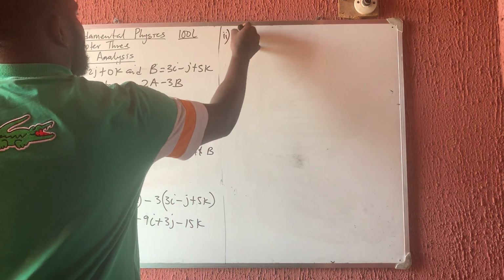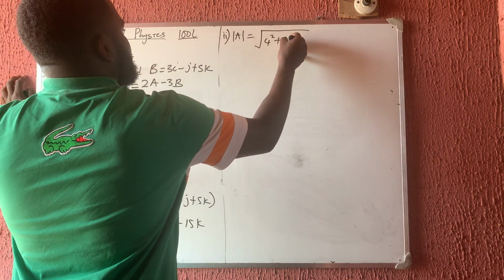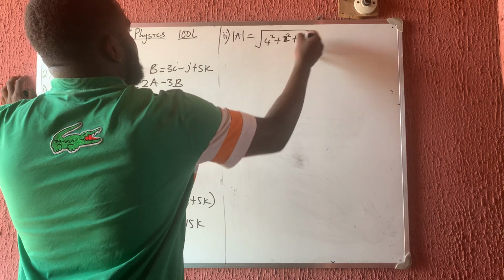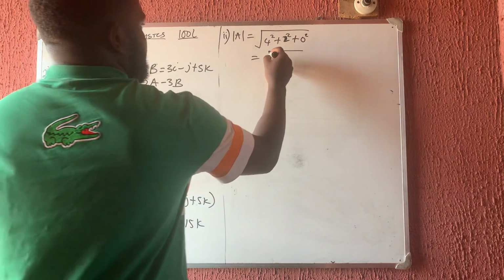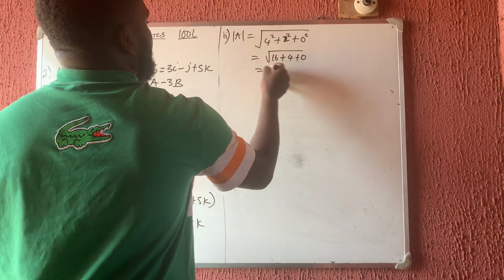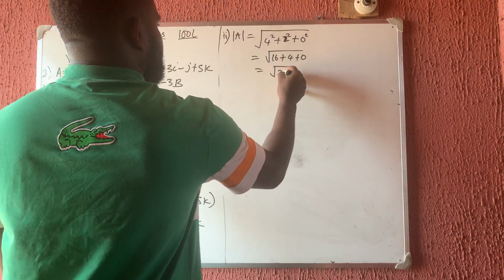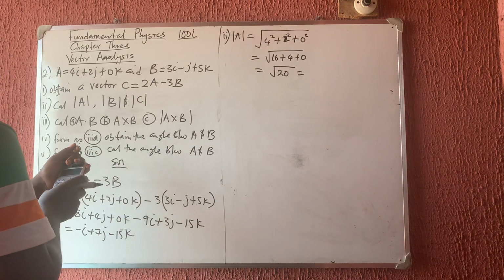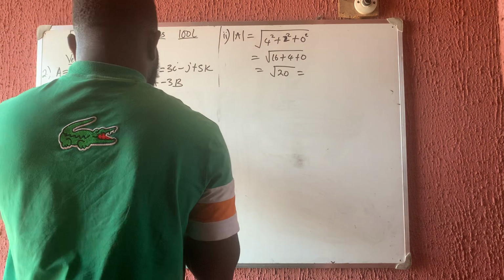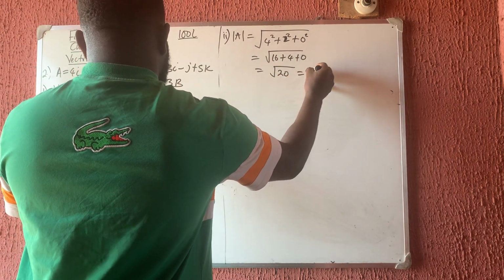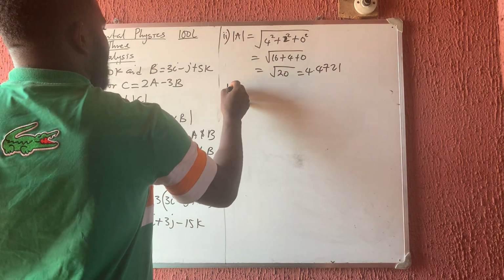II said magnitude of A. Magnitude of A simply means the square root of 4 squared plus 2 squared, then plus 0 squared, which will give you the square root of 16 plus 4 plus 0, which is what? Square root of 20, right? And square root of 20 will give you 2 root 5, which is 4.4721.